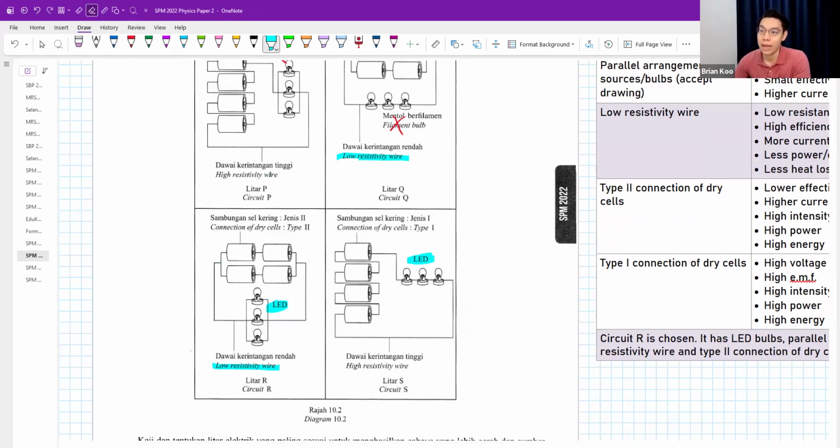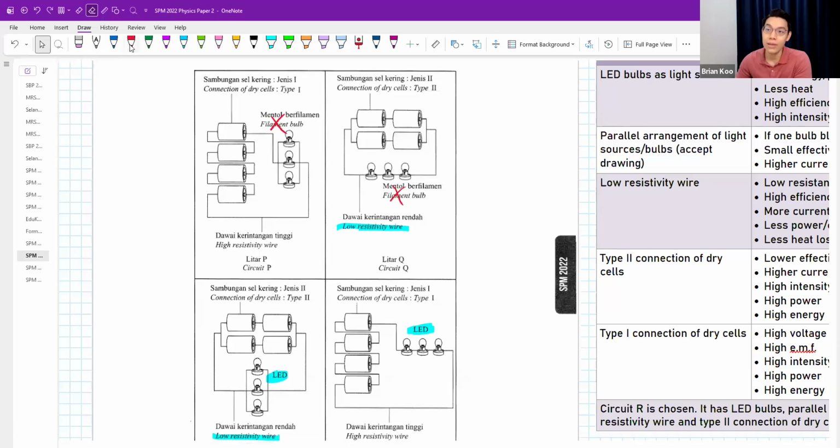Then the arrangement of light bulbs. We definitely choose a parallel arrangement over a series arrangement of light bulbs, because if one bulb spoils, the rest can still work. And also I will get the same voltage for all 3 bulbs, because in parallel the voltage will be the same.